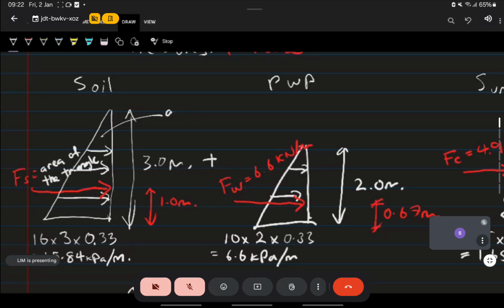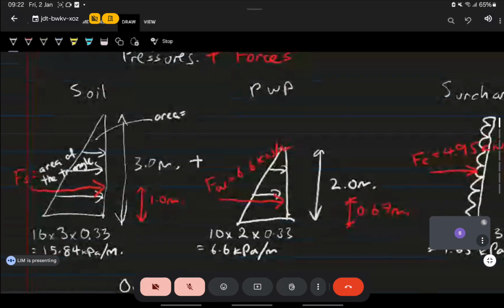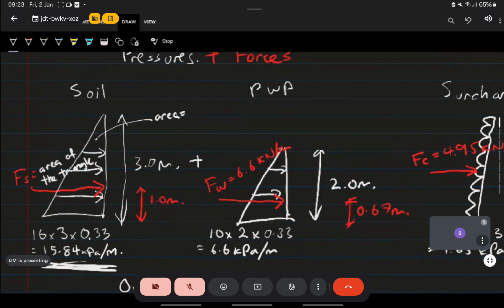So the area of the triangle, now the bottom at the bottom is 15.84. So the area of the triangle is 15.84 times the height, which is 3 meters. And then because it's a triangle, you have to divide by 2. That's how I got it. But first of all, do you agree? The area is 15.84 times 3 divided by 2?